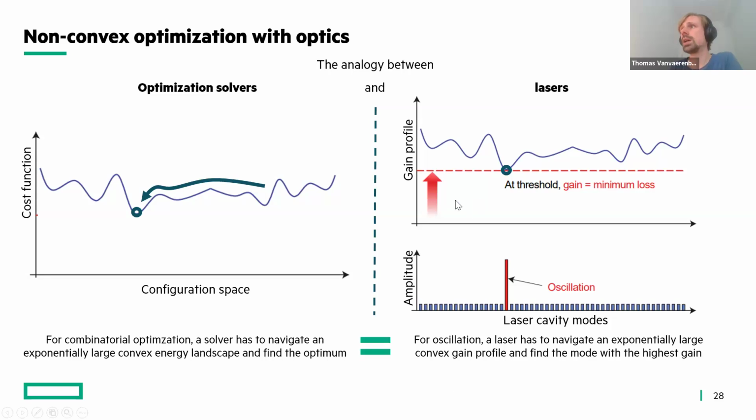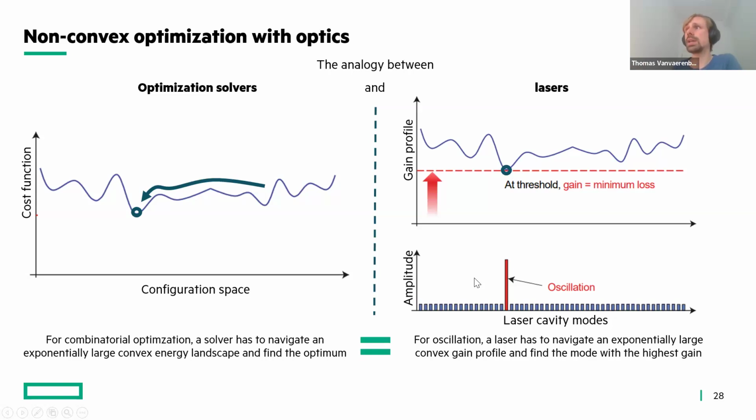In lasers, you have some kind of a loss profile, and then you ramp up your gain. And the moment that your gain touches, and I'm simplifying things a little bit, the minimal point of your loss profile, then at that point you start to oscillate in that state. This is a representation of all the laser cavity modes. That's something that is naturally happening in lasers or similar optical systems.